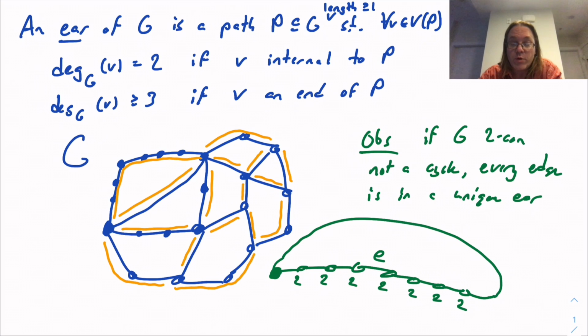Now, the reason that we're focused on ears is that there's a very nice theorem that is going to allow us to take a 2 connected graph G and kind of remove an ear in a sensible way to get a new 2 connected graph. So that's going to be the thing that's nice. So let me introduce our next definition. This next definition is the concept of ear removal.